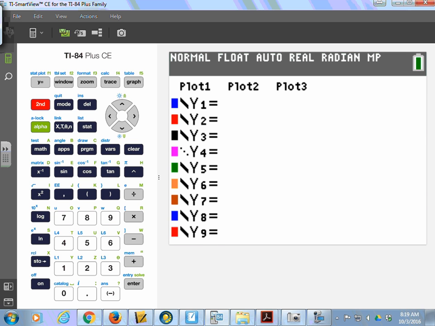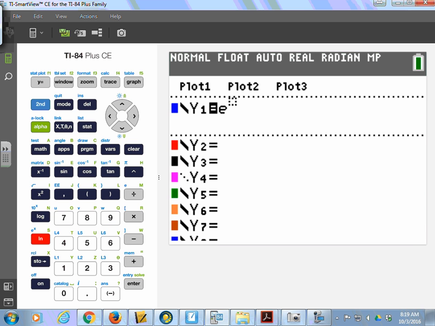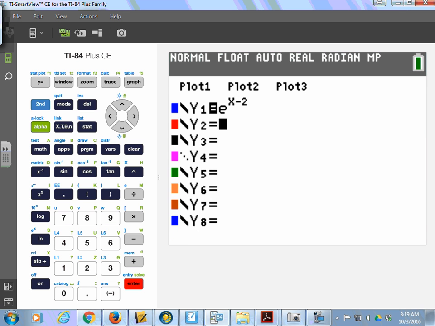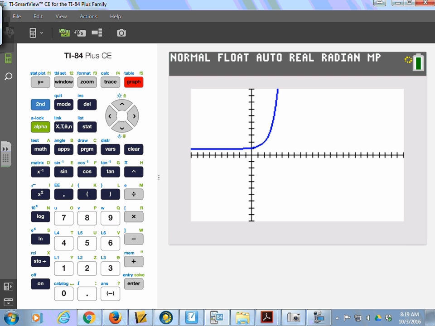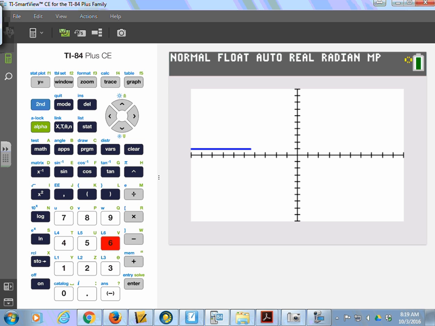And e is second ln key. Oops. Is that plus 1? Okay. All right. So the only difference here, comparing it to our other exponential, is in this case we said plus 1, which means that our range has changed. Instead of the range being y is greater than 0, the range is y is greater than 1.